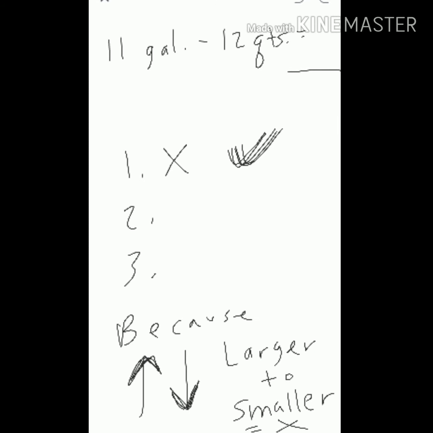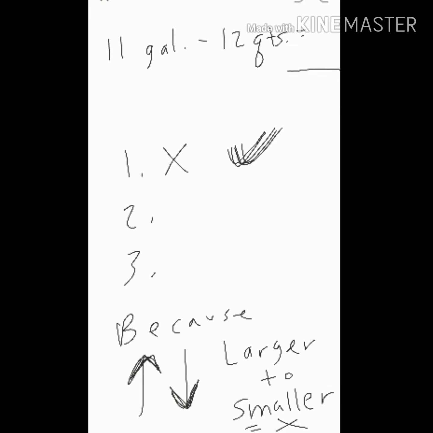All right, so the name of the game, we're changing quarts to gallons. So if we're going from larger to smaller, we know to multiply. If it's smaller to larger, we're going to divide. So we're going to multiply because we're changing gallons to quarts. First things first, now we know we're going to multiply.